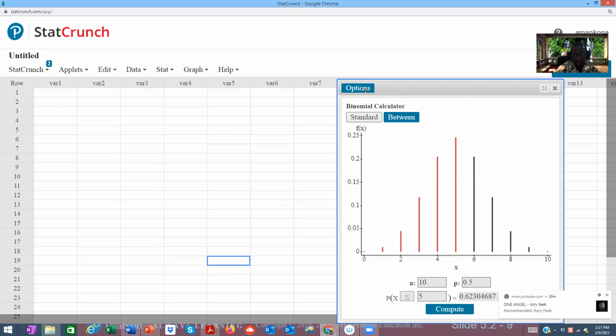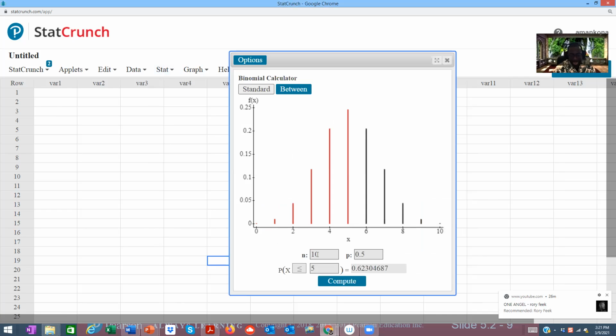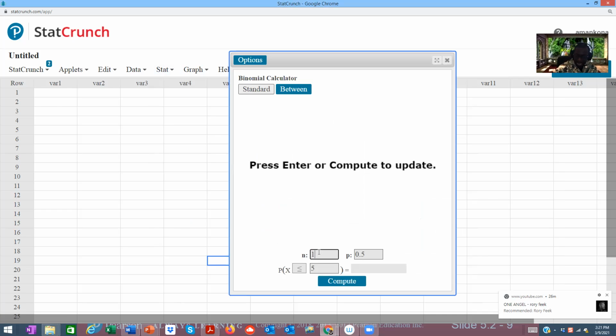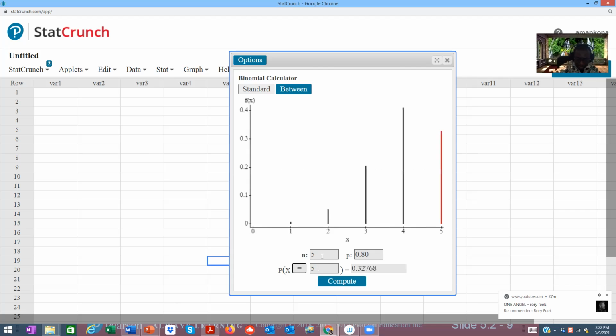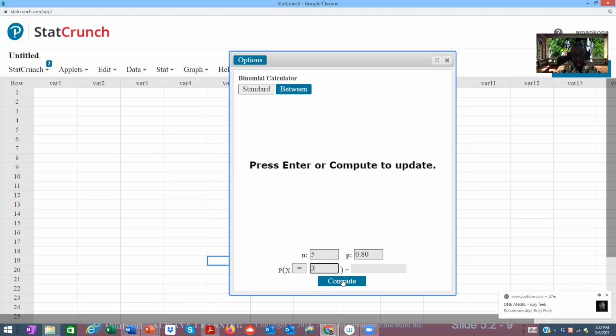Binomial. So for binomial, my n, according to this question, is what? N is 5. What's my probability of success? That is 0.80. And then we want to find exactly. You have less than or equal to inequalities, greater than, less than, or greater than. Exactly is equal to what? 3. All right, change that to 3 and then compute.